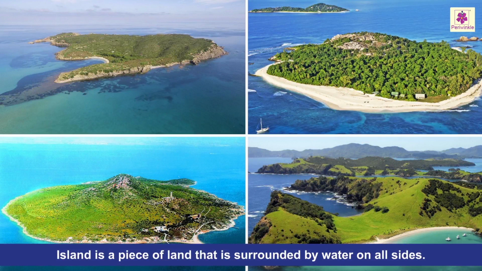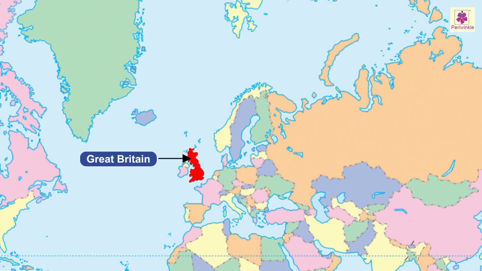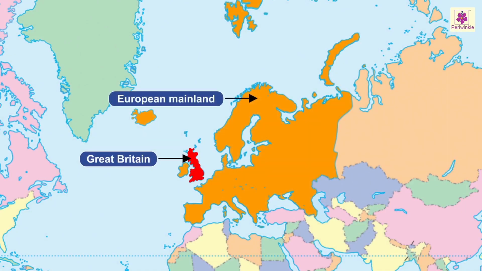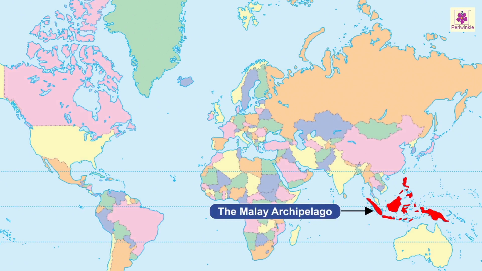Island is a piece of land that is surrounded by water on all sides, but it is not large enough to be called a continent. Great Britain is an island separated from the European mainland by the English Channel. Lastly, archipelago is a large group of islands. The Malay archipelago is the world's largest archipelago.